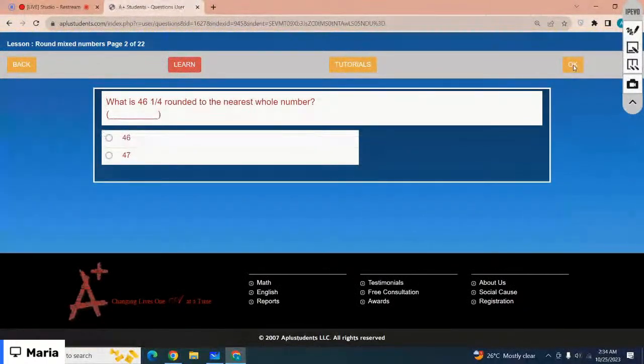Okay, what is 46 whole 1 over 4 rounded to the nearest whole number? So, which is the correct option?